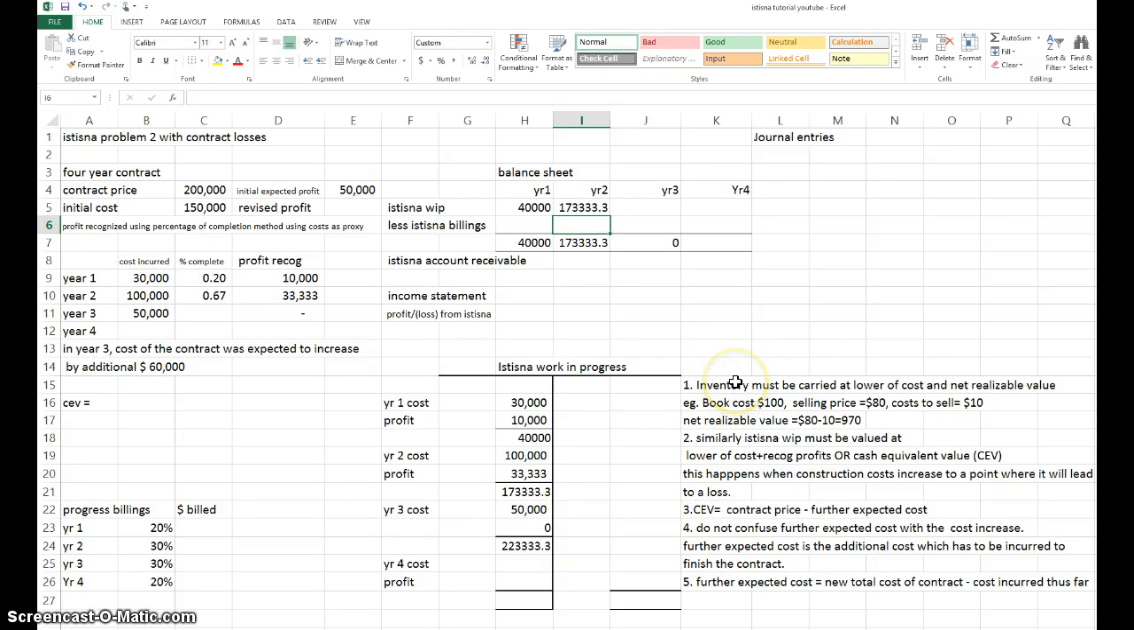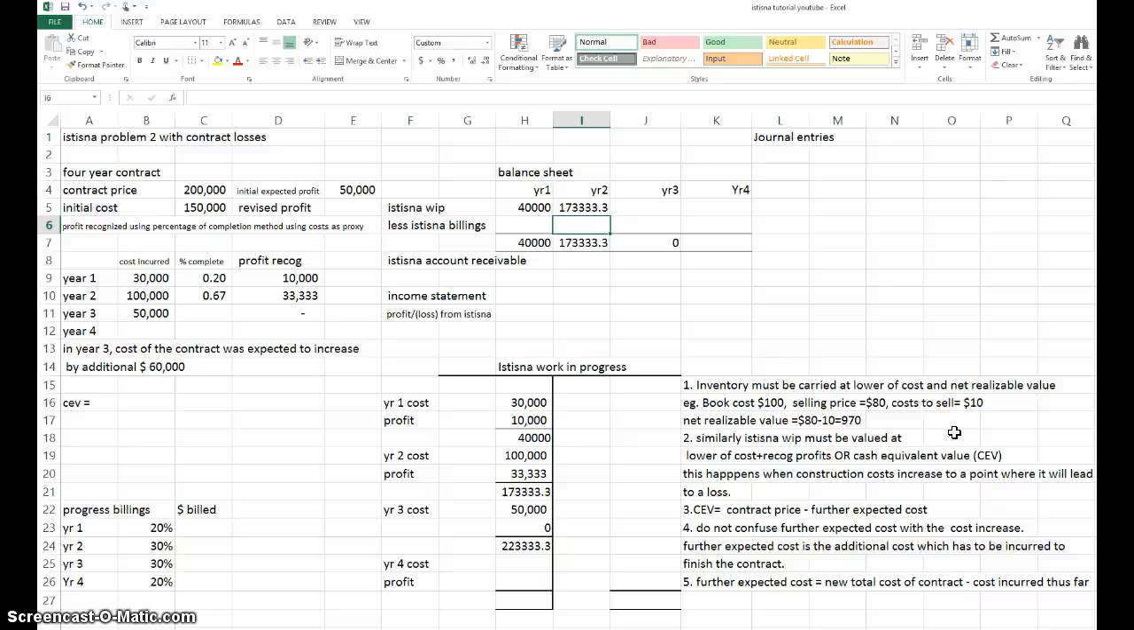Now let's take this concept first. Inventory, according to the accounting standard, must be carried at the lower of cost and net realizable value. What this means is, let's say we buy a book, and our book is an inventory. We are buying it at $100. We hope to sell it for more than $100 to make a profit.